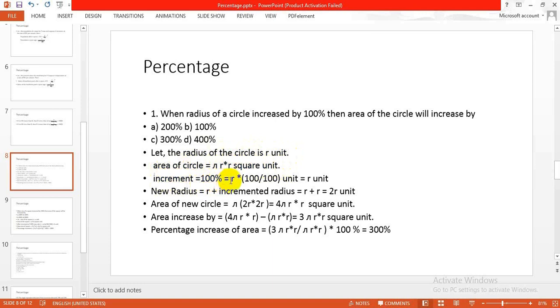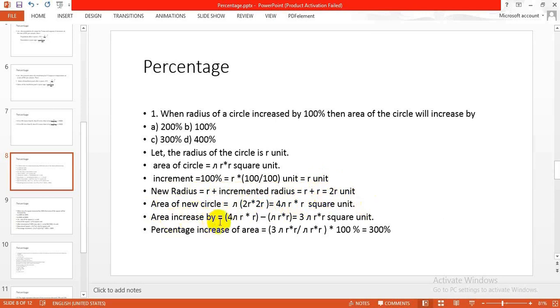Increment equal to 100% is equal to R into 100 by 100 unit, which is R unit. So the total increment is R unit. So the new radius is R plus the incremented radius, R plus R, which is 2R unit. So the area of the new circle is pi into 2R into 2R, means pi into 2R whole square, which is 4 pi R square unit.